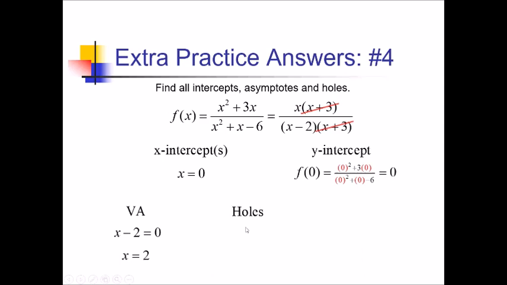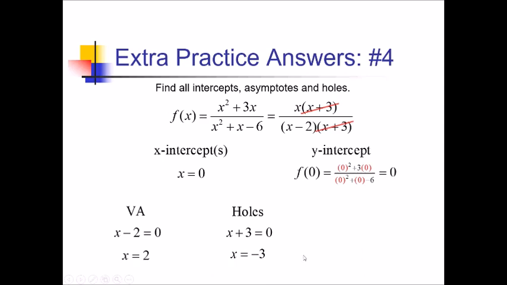For wholes, we look at things that would have zeroed out the denominator but got canceled out, so they're not as bad as vertical asymptotes. In this case, x plus 3 falls into that category. So if I set that equal to 0, I see that x equals negative 3 is the x value of a whole.